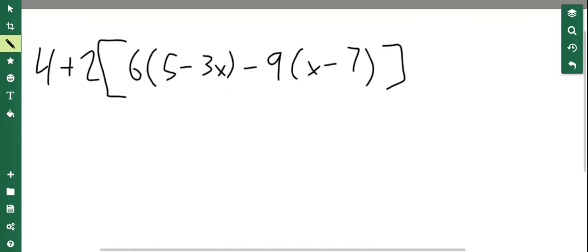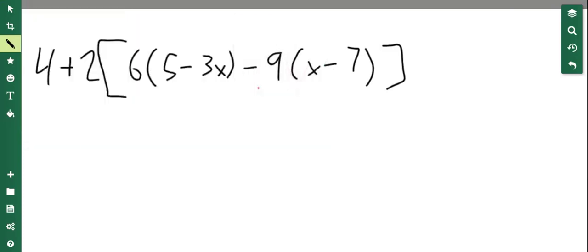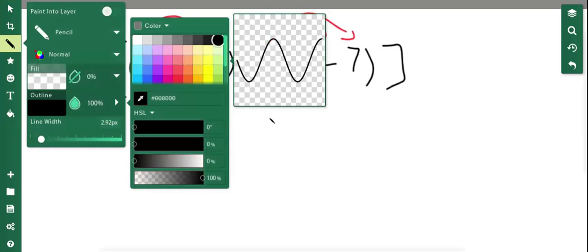But notice how we can't do 5 minus 3x and x minus 7 because they're not like terms. We can't combine them like how we learned in the other portion. So what we can do is something called distribution, which we did learn, and it was part of the properties of real numbers. So we're going to distribute these numbers in, and that becomes what?